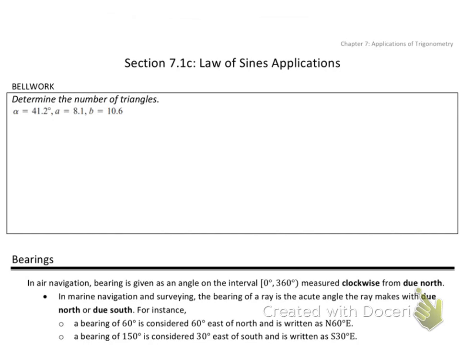Hey, that must be side-side angle. All right? Now, normally I might check to make sure it's side-side angle, but if I say determine the number of angles, you can pretty much assume it's side-side angle. And as you draw it, you'd realize it is side-side angle.